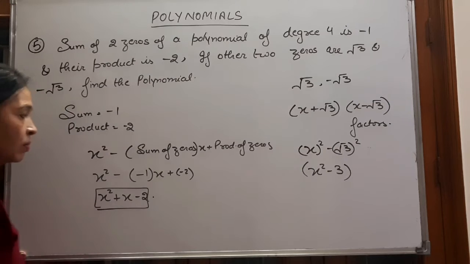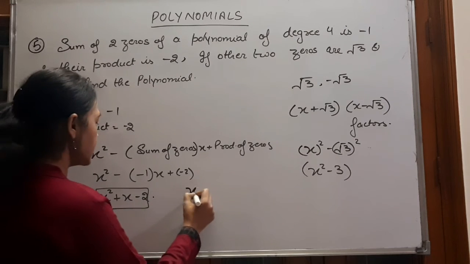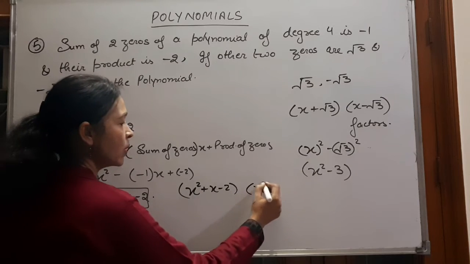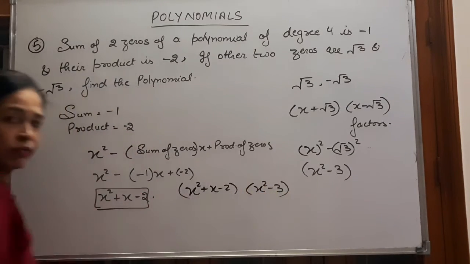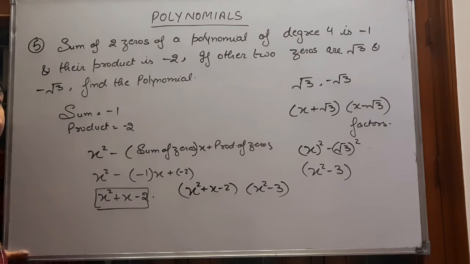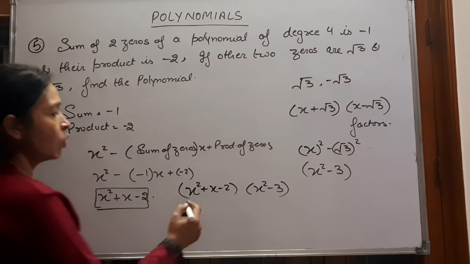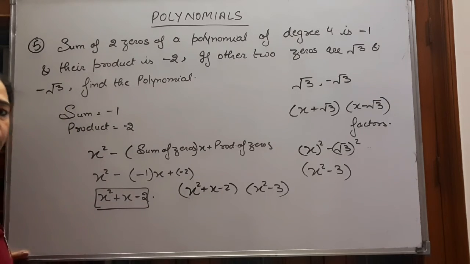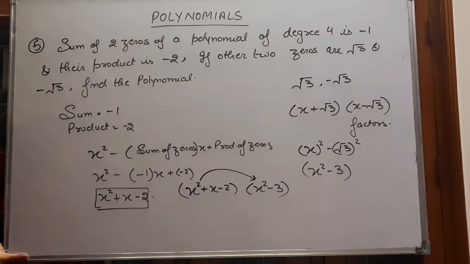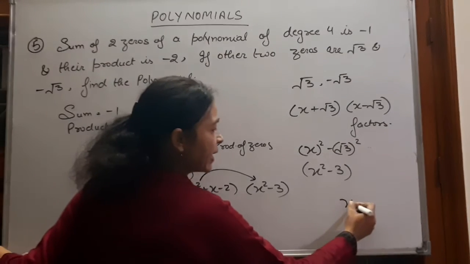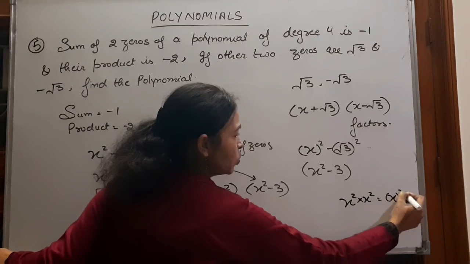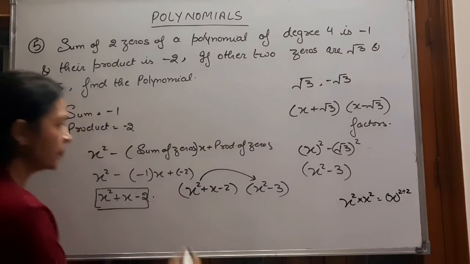Now we have two quadratic polynomials. First is x square plus x minus 2 and other is x square minus 3. These two are the factors of our polynomial with degree 4. We have to find the polynomial. What we will do? We will multiply both these polynomials. X square into x square, powers will get added. X to the power 2 into x to the power 2. Base is same, 2 plus 2, that is 4.